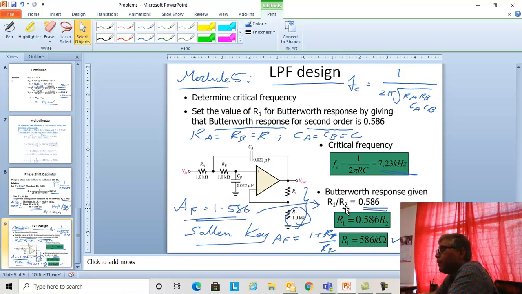For the problem series of module 3, 4, and 5, work out all the other problems and try to come prepared for the exam. The high pass filter is going to be exactly the same as the LPF design you have seen now, except that the positions of C and R will be interchanged.